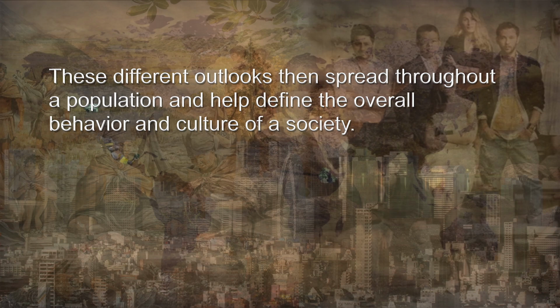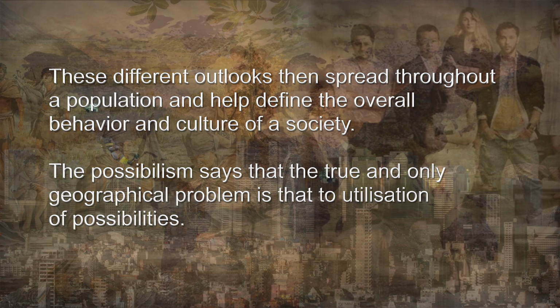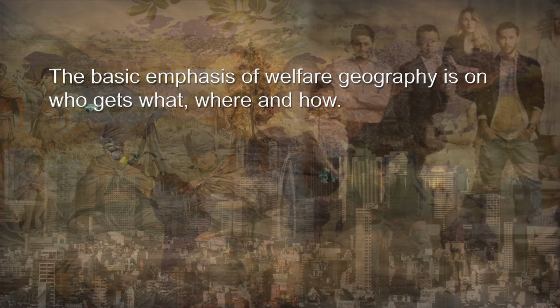Possibilism says that the true and only geographical problem is that of utilization of possibilities. The essence of possibilism is that nature provides possibilities and man utilizes them according to his culture, tradition and levels of socio-economic development. The basic emphasis of welfare geography is on who gets what, where and how.